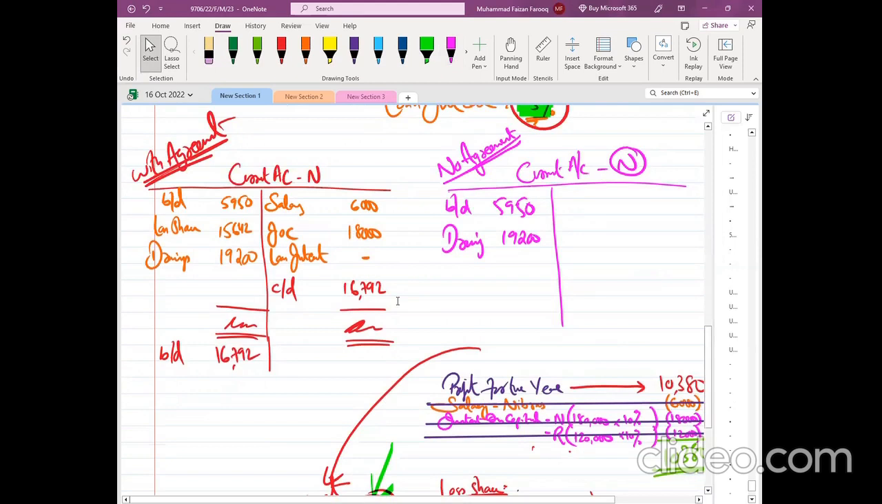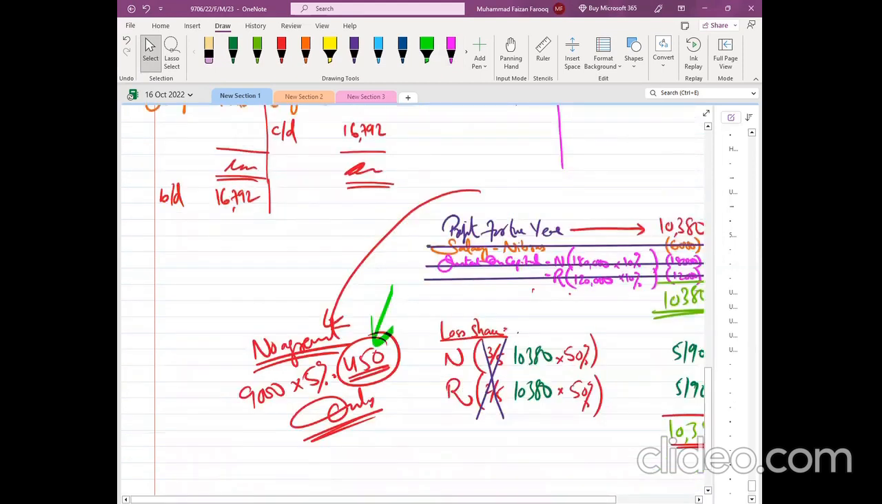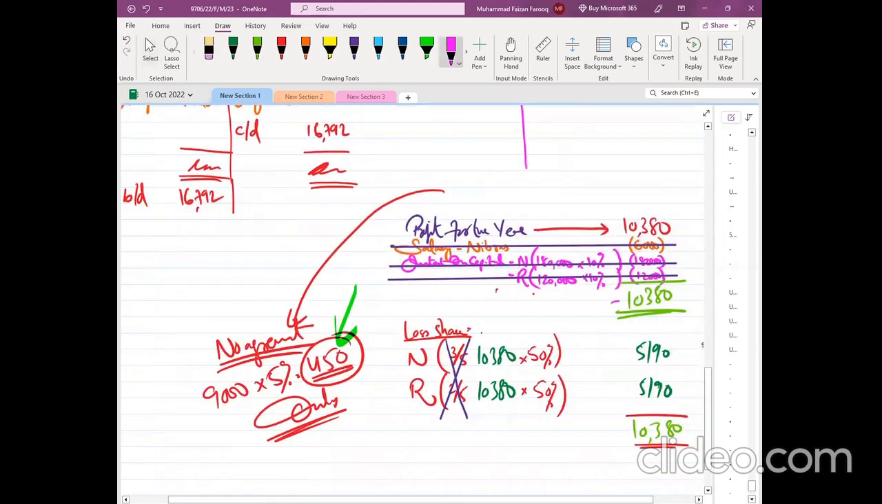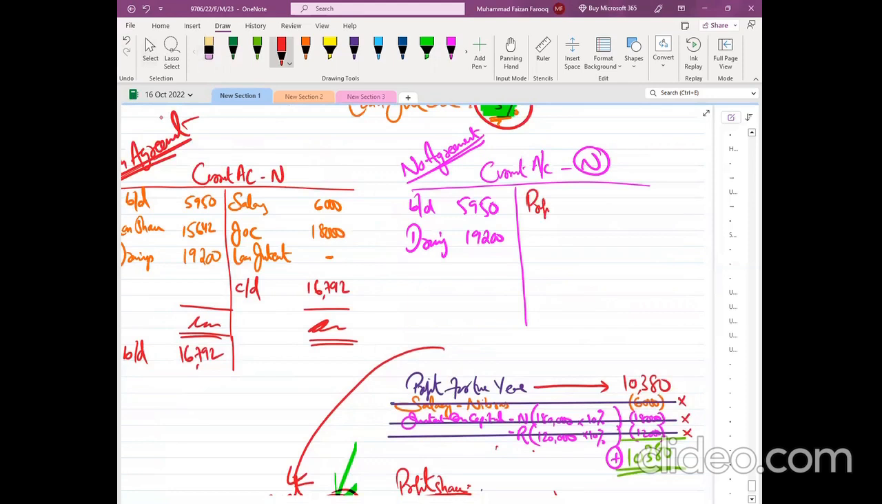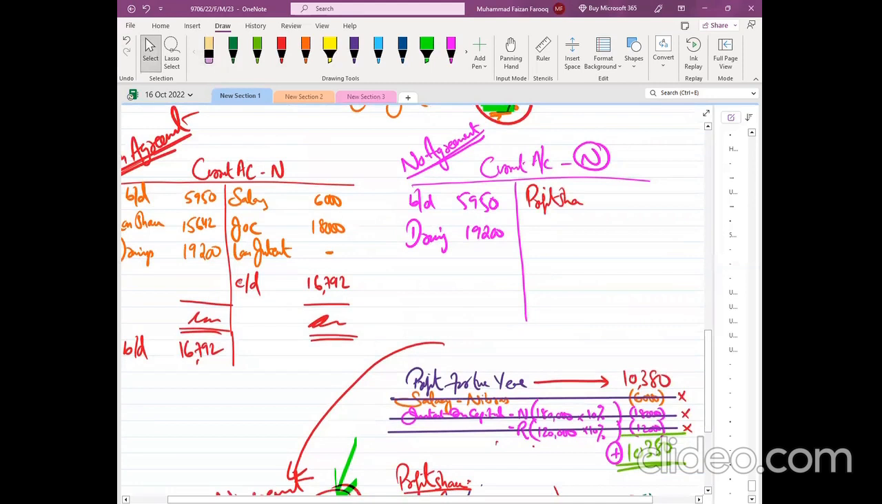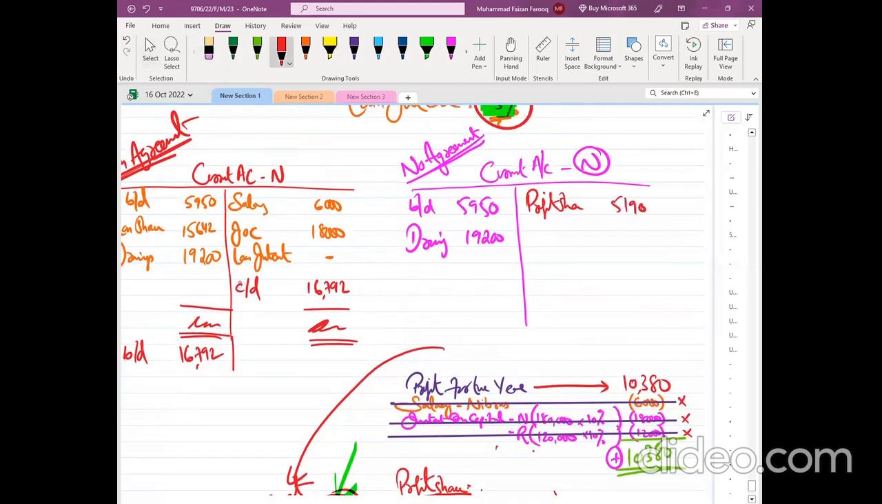Yes. Is it loss share or is it profit share? Loss. Check again. Profit for the year was 10,380. No salary, no interest on capital, no drawing. So it's remain profit, right or wrong? It's plus. So in this case, we can say they have profit share of how much? 5190.